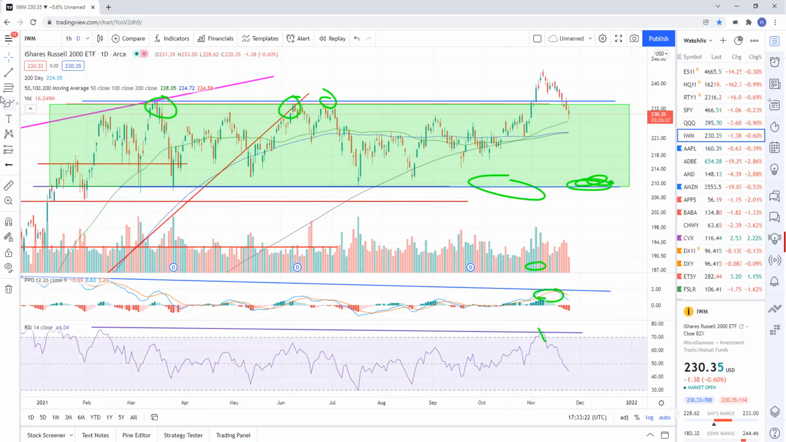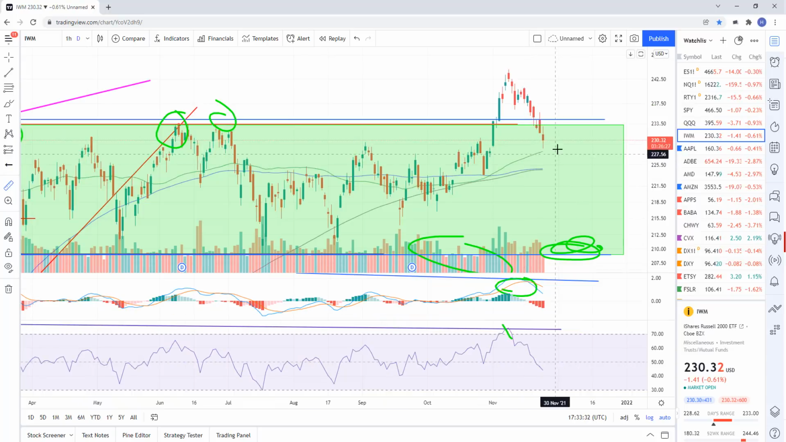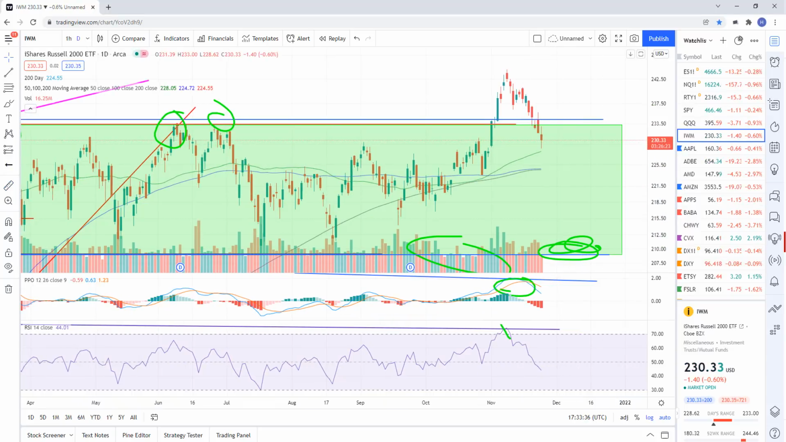So I think at this point, when the Qs pick up selling again, which I am anticipating, IWM is actually going to head down to the bottom of the range, 208.81. That would be, from where we're at right now, a move of about 10%. So that's what I'm looking for on that one.